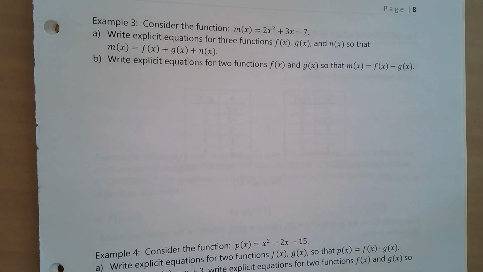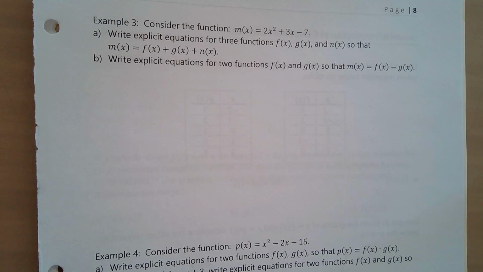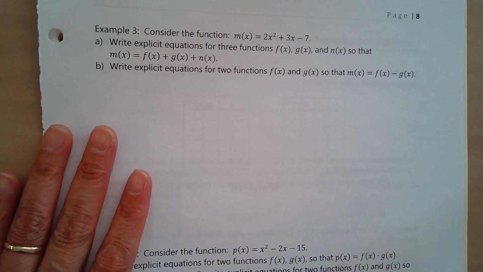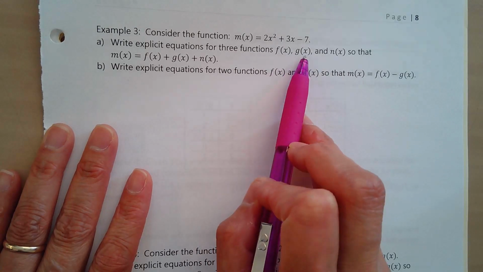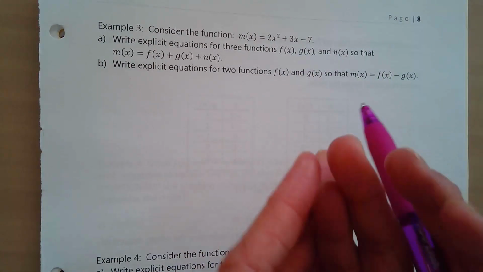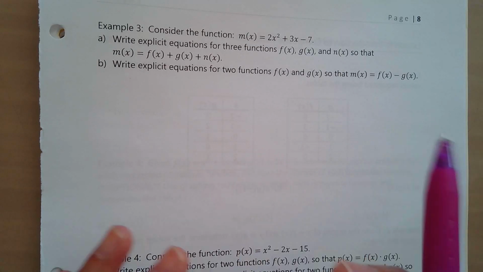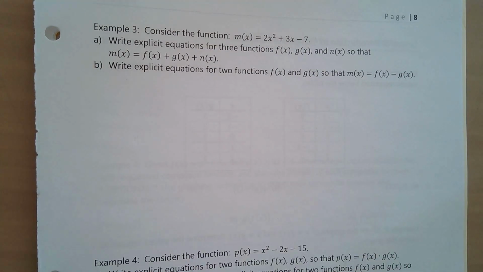So example number 3, consider the function m of x. And m of x is 2x squared plus 3x minus 7. Write explicit equations for 3 functions f of x, g of x, and n of x so that m of x has to be equal to the sum of all those 3 functions. Any possible solution for this? So we want to know what f of x, g of x, and n of x are, so that when we add them together, it adds up to 2x squared plus 3x minus 7.